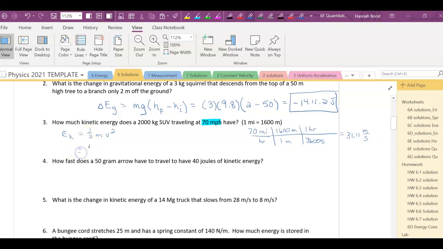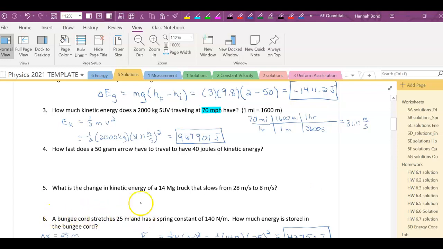Okay, so I've got 1/2 times the mass, which is 2,000 kilograms, times this 31.11 meters per second squared. And so I get 967,901 joules. That's the kinetic energy of that SUV at this moment.